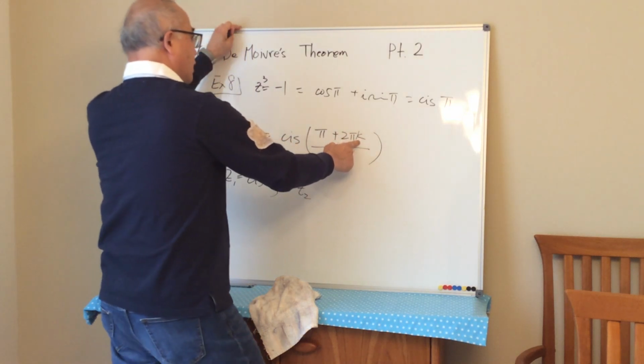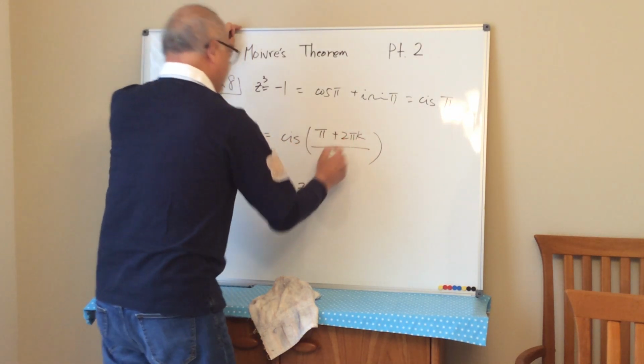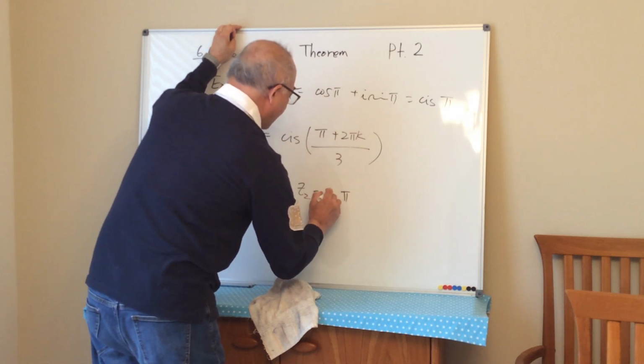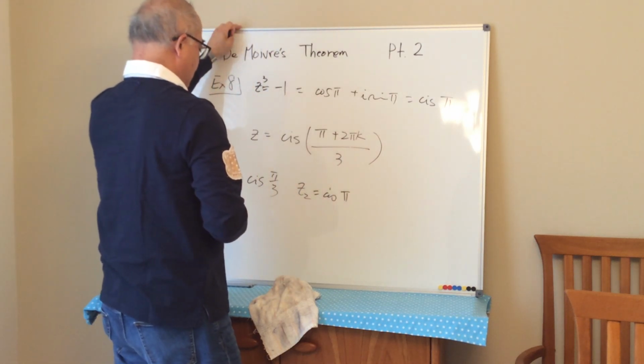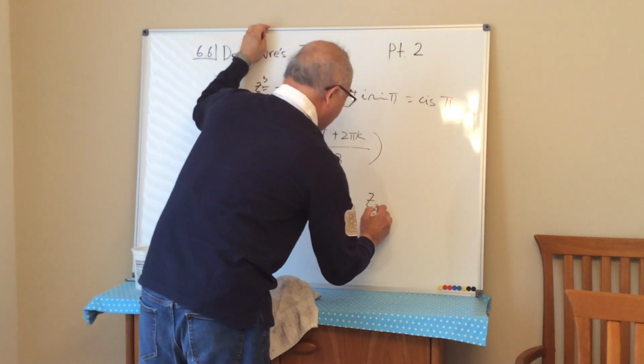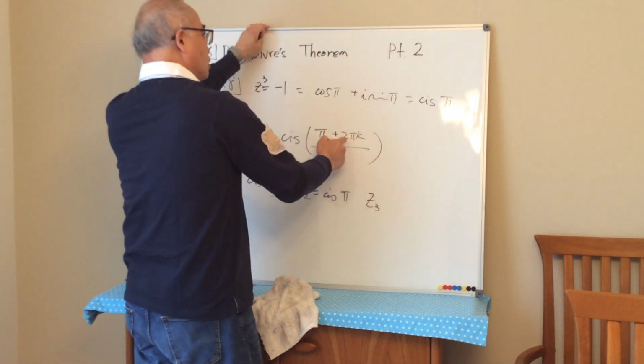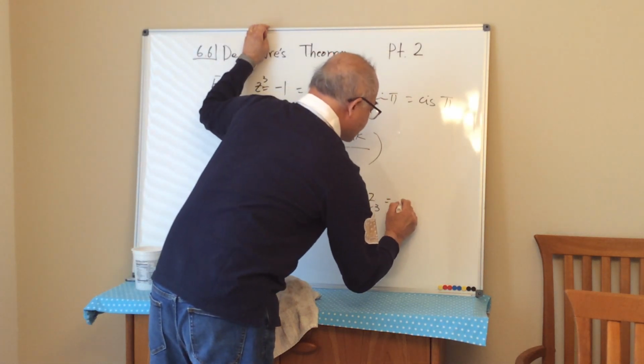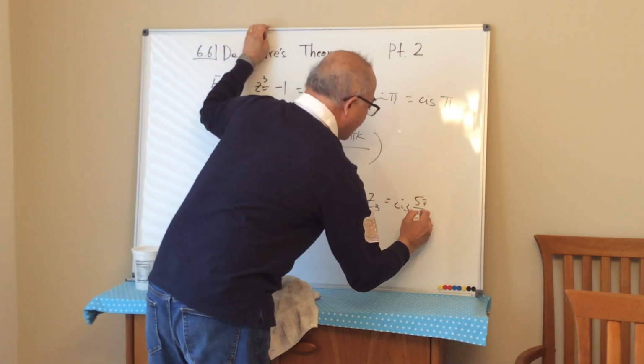The second one where this guy is 1. So k is equal to 1. 2 pi plus pi, so I'm going to get 3 pi. So this is going to be equal to CIS pi. Right? Okay, the third one, this guy's going to be 2. So I'm going to get 4 pi plus pi, that's 5 pi. So it's going to be CIS 5 pi over 3.